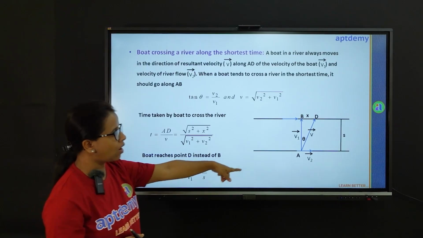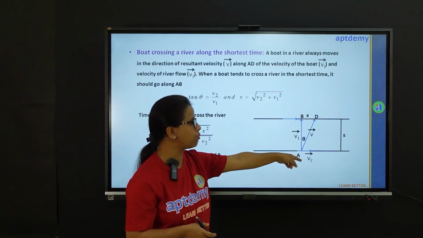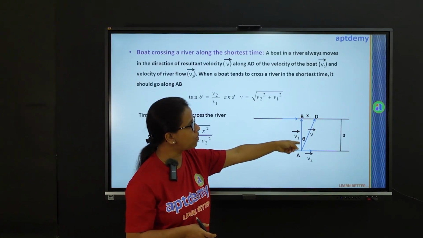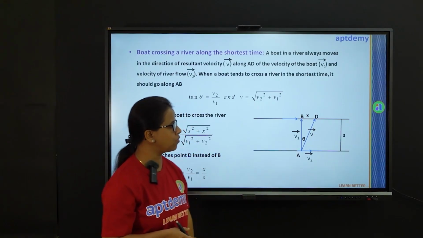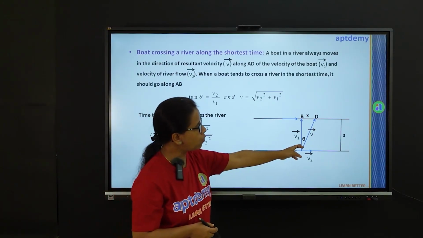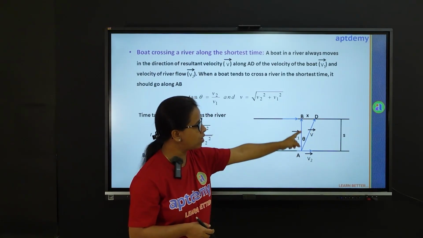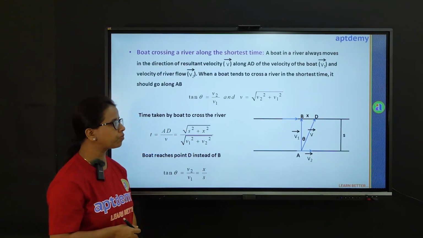We have this diagram. At A, the boat is initially at position A, and it is moving through the river. It crosses the river. The velocity of the boat is given by vector v1. Now, theta is the angle that v1 makes with the resultant vector V, and v2 is the velocity of the river.